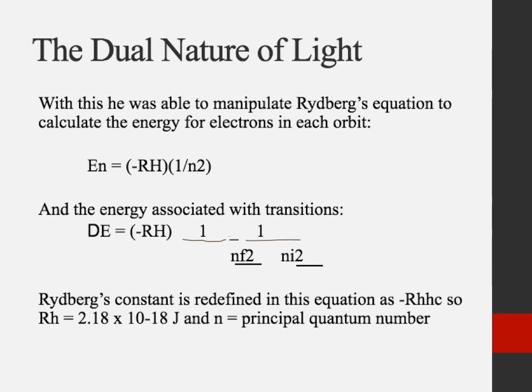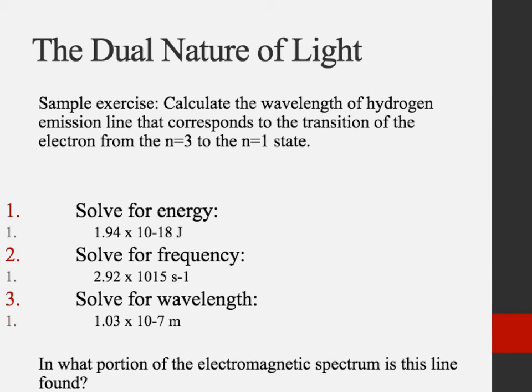All right, so let's do a practice. Calculate the wavelength of the hydrogen emission line that corresponds to the transition of the electron from n equals 3 to n equals 1. So 3 is the initial state and 1 is the final state. So using our formula, we have delta E equals negative 2.18 times 10 to the negative 18th joules times 1 over 1 squared minus 1 over 3 squared.